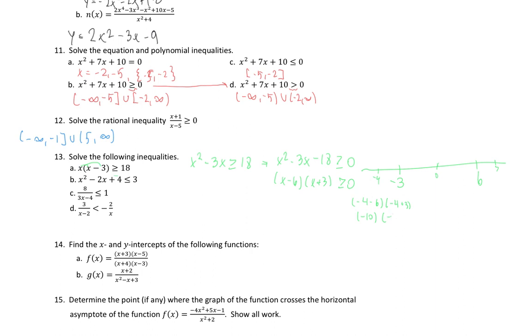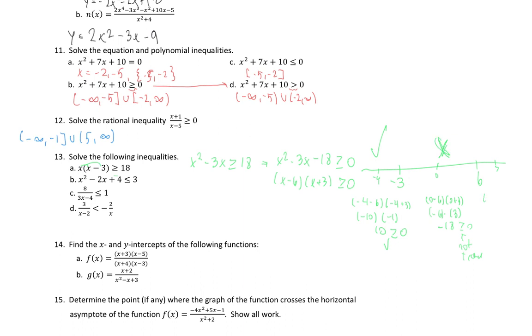-4 plus 3 is -1. 10 times -10 times -1 is +10. And that is true, so that works. We'll include that section. If I include 0, 0 -6 times 0 plus 3, that's -6 times 3, which is -18, which is not true. So we cannot include this middle section.